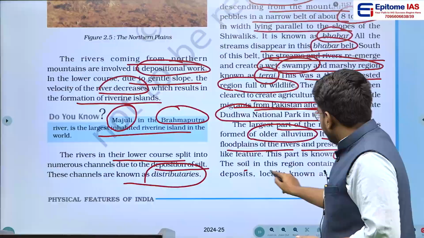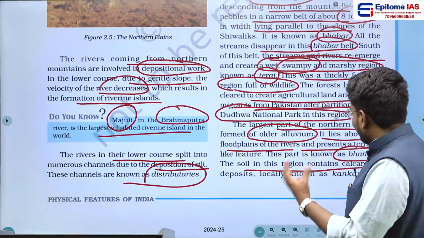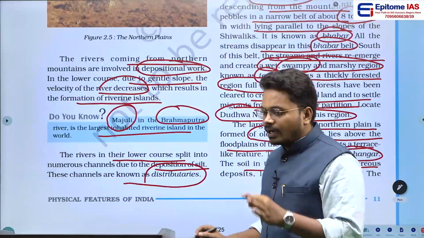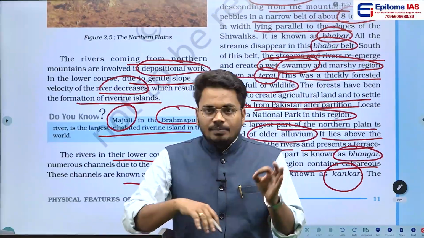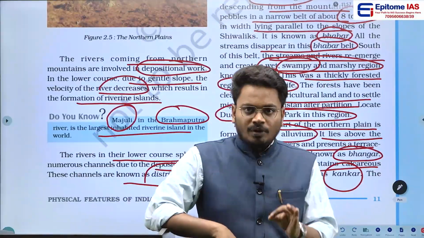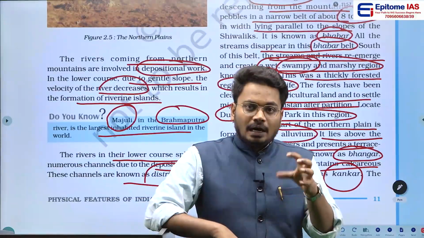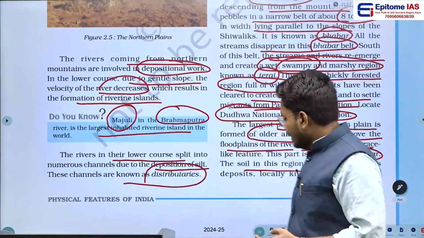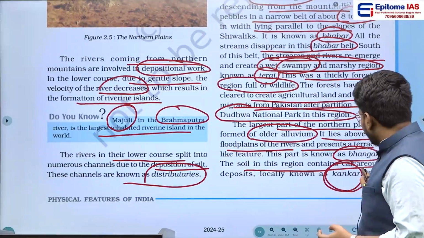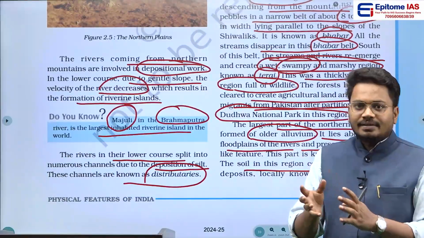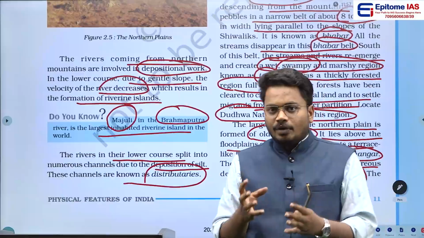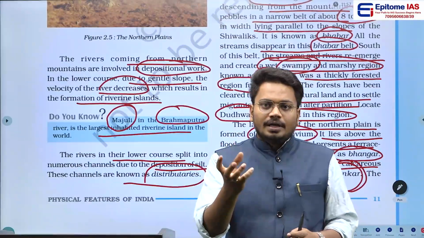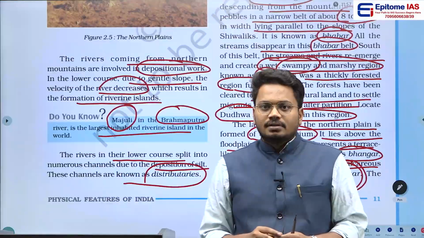Now, the soil in this region contains calcareous deposits locally known as kankar. Now, if you see this bhangar, we have to understand that bhangar is an older alluvium deposit, and in these older alluvium deposits you would be seeing many kankars. What is meant by kankar? Kankar is nothing but calcareous deposit. That means the deposits which are somewhat heavier, which look like small stones, small pebbles.